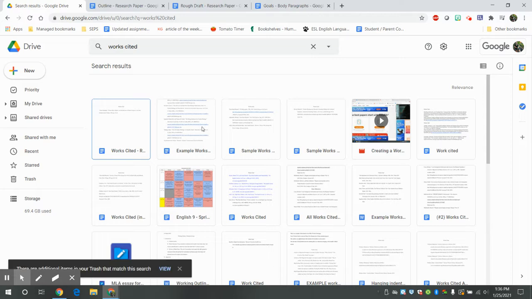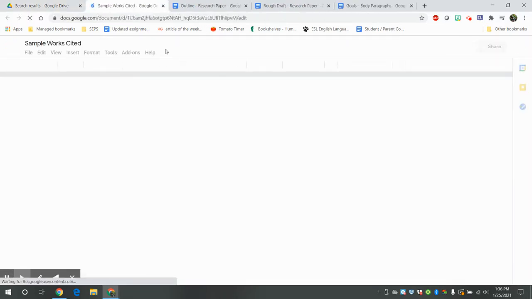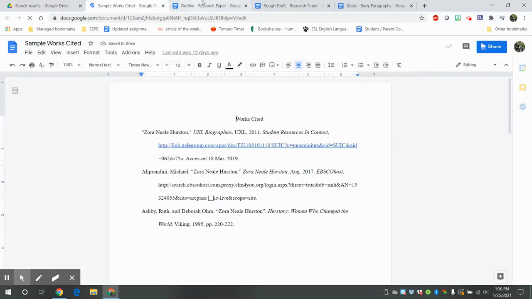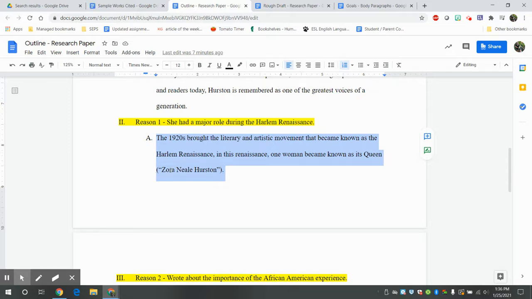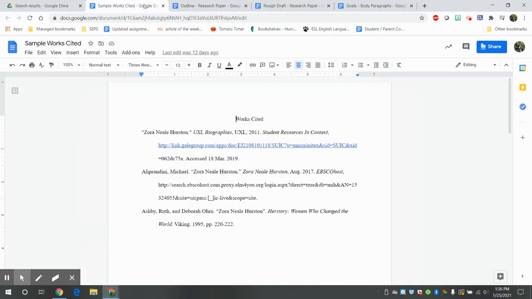I want to put my works cited here to show you what I'm talking about. I know that this in-text citation right here, where it says Zora Neale Hurston in quotes, matches up to this entry on my works cited page because I don't have an author for it, and this is the only one by that title, so I can put that in parentheses here. I'll know that my other information labeled Ali Prindini will be to this source, and any information labeled as Ashby and Orrin is from this source.